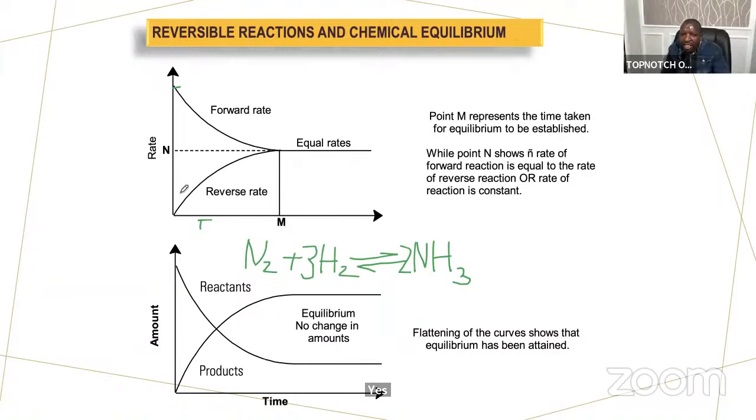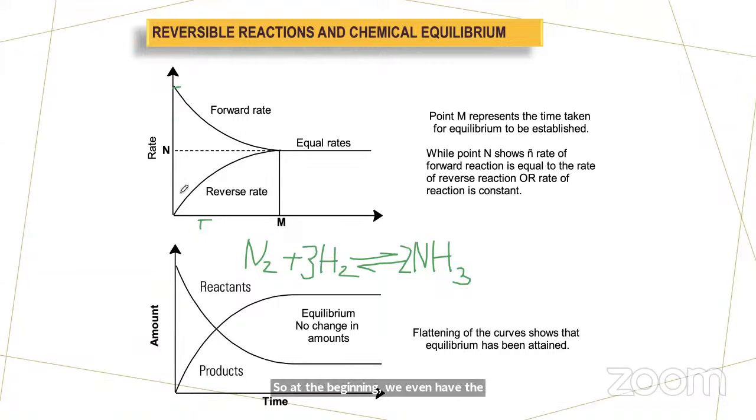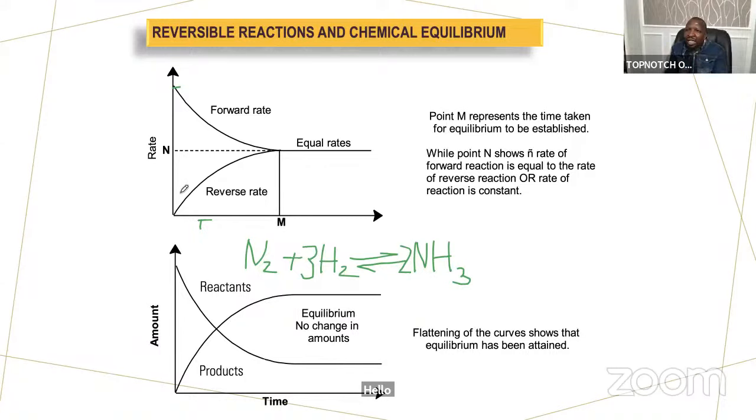Yes. Reactants. So at the beginning, we only have hydrogen and nitrogen. So the reaction is taking place because there are more reacting particles. But now the backward reaction, which you call the reverse reaction, requires the decomposition of ammonia to form hydrogen and nitrogen. So at the beginning, we don't even have ammonia. The rate of decomposition of ammonia is zero. Are we together?